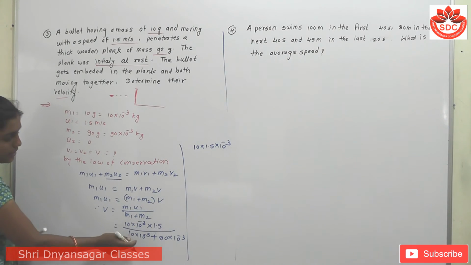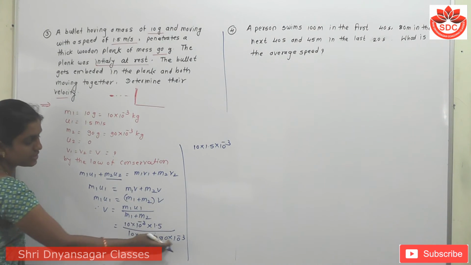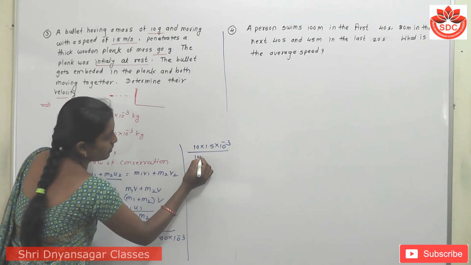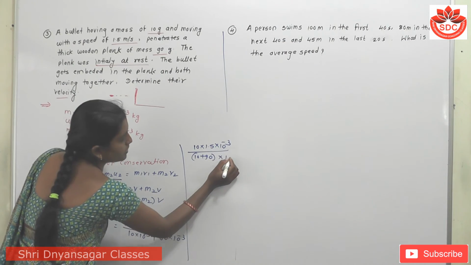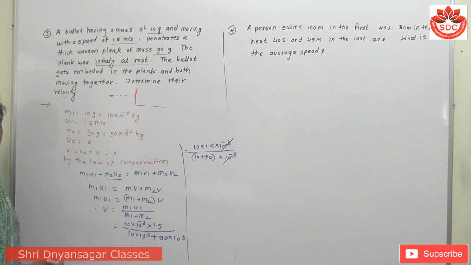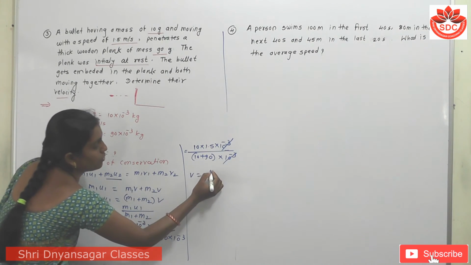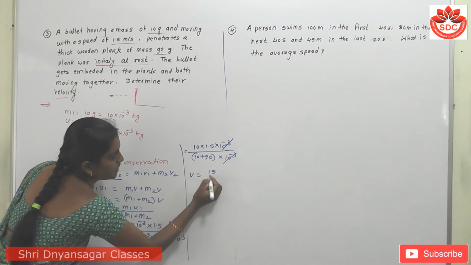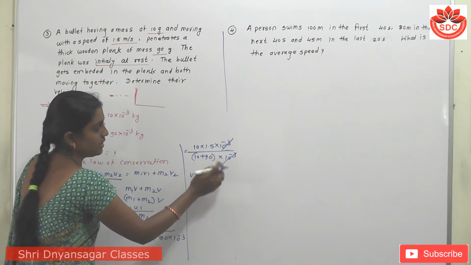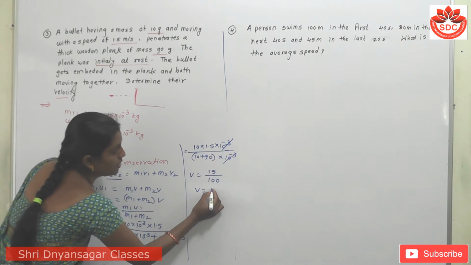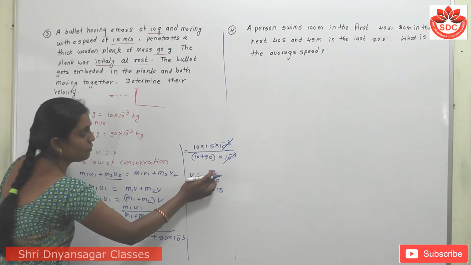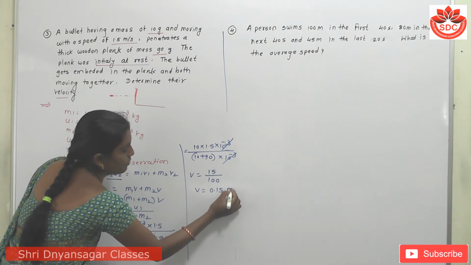So 10 into 1.5 into 10 raised to minus 3, upon 10 plus 90 into 10 raised to minus 3. So 10 raised to minus 3 and 10 raised to minus 3 get cancelled. Therefore v is equal to 10 into 1.5, it is 15, upon 100, since 10 plus 90 is 100. So v is equal to 0.15, because with two zeros the decimal point shifts by 2. So 0.15 meters per second.